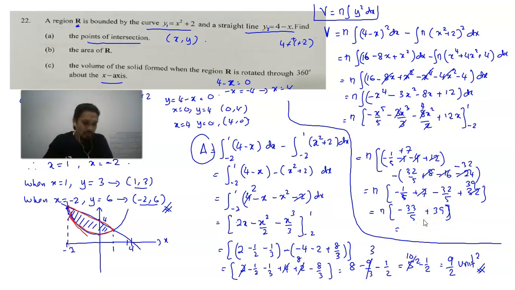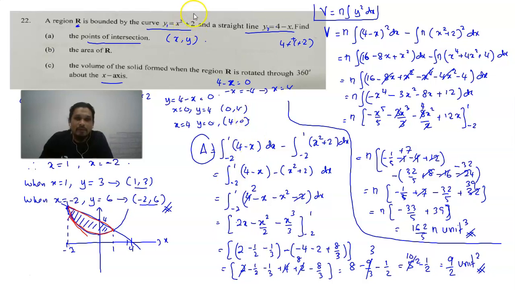And what about this one here now? Okay. Negative 33 divided by 5 plus 39. It is 162 divided by 5 unit cube. Okay. So class, it looks very complicated to understand, but try to follow my explanation here.